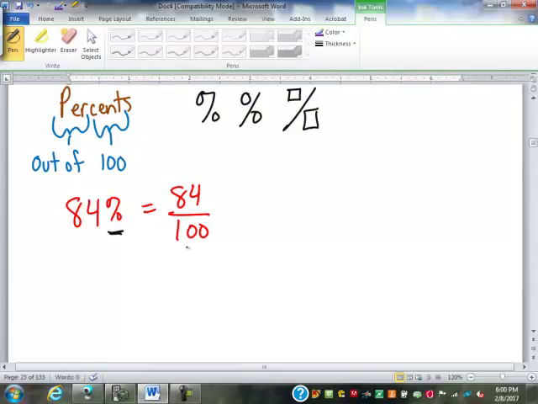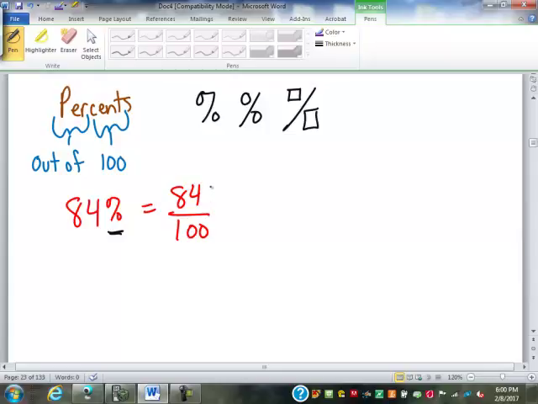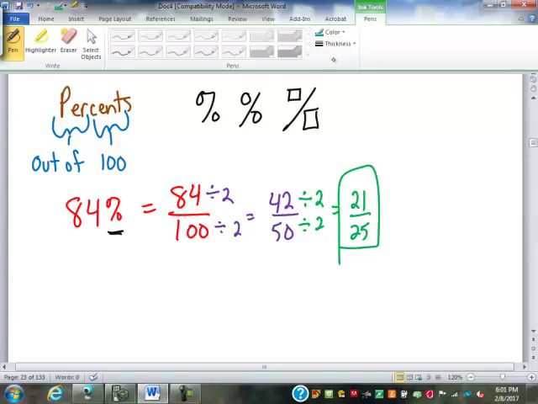Now, of course, we wouldn't leave it as 84 over 100 now that it's a fraction. What can we do to it? We can reduce it. Both 84 and 100 can be divided by 2. So that's going to be 84 divided by 2 is 42, 100 divided by 2 is 50, and then both can be divided by 2 again. So 21 over 25. So 84% is the same as 21 out of 25.